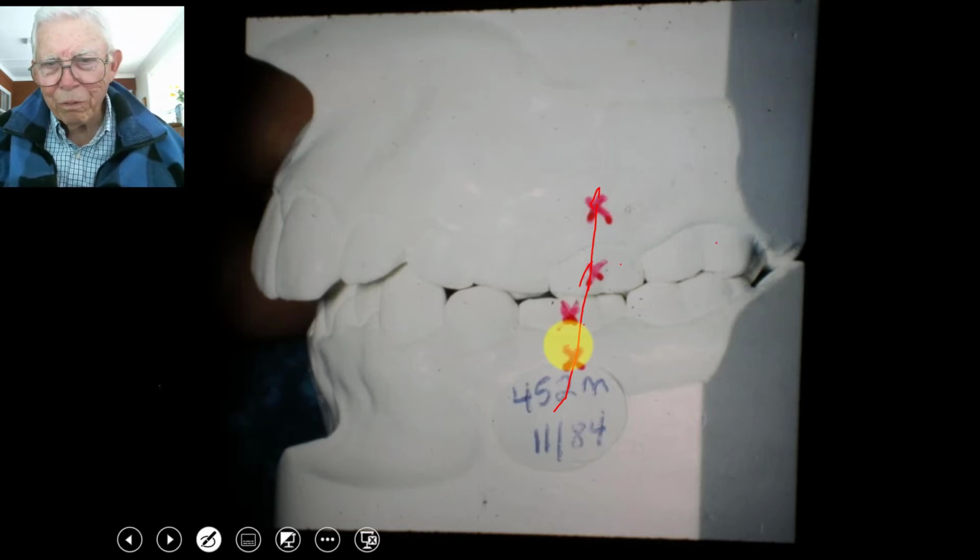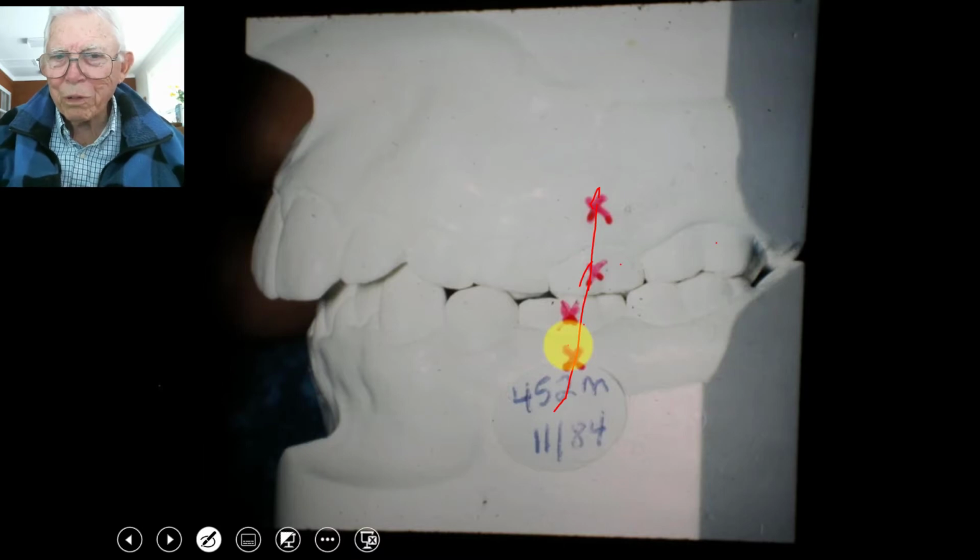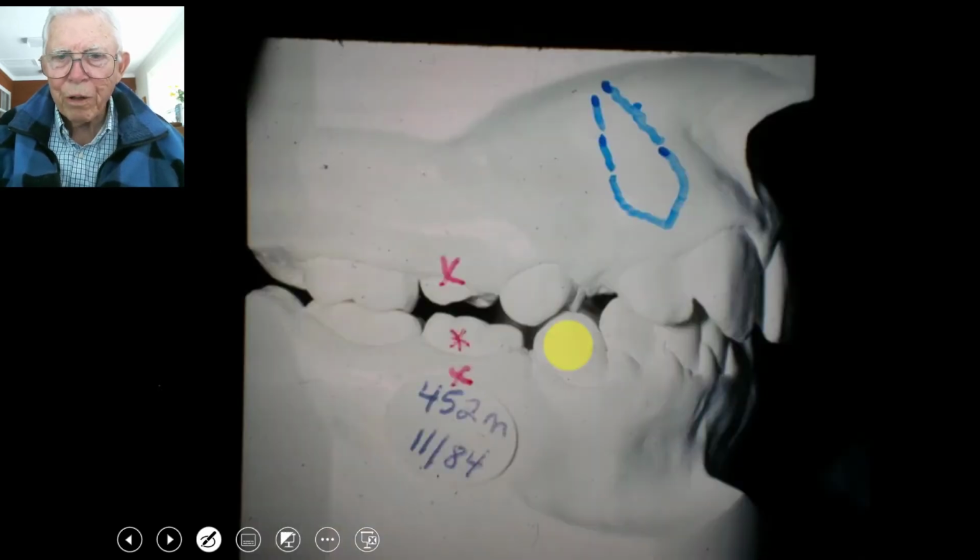Now, a lot of people say, oh, you screw them up and you lose teeth like that, but you don't if you know what you're doing with it and get a face that's full like that. You help it greatly. Same thing over here.